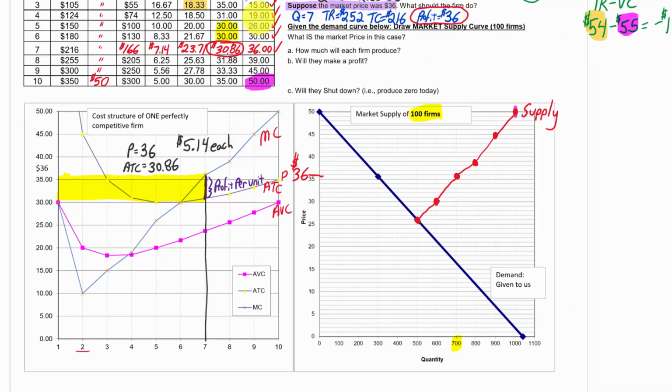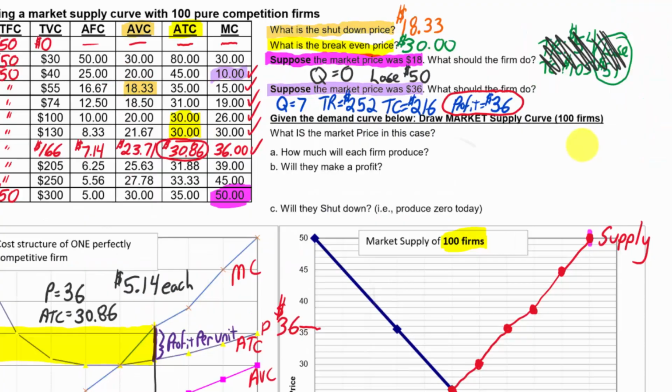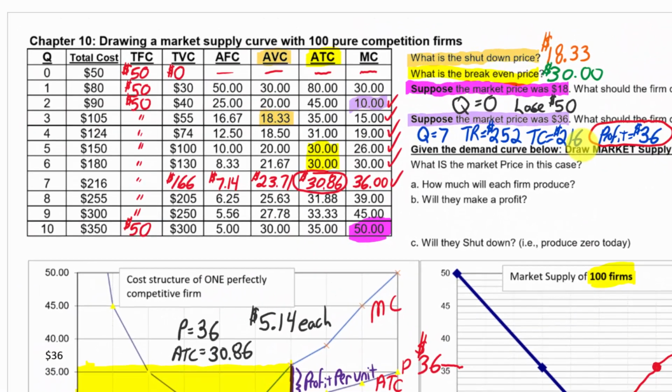What if the market price was $19? 4 units times 100 is 400. So 19 and 400. And what if the market price was $15? How many units would each little firm want to produce?